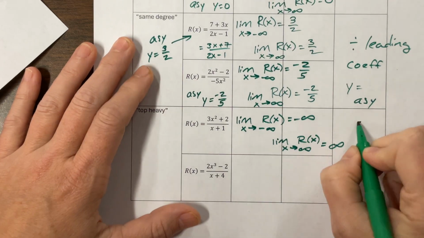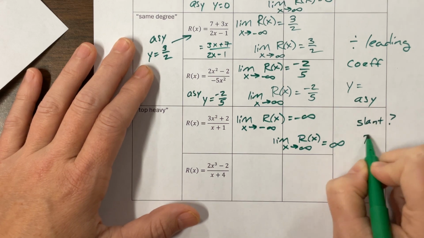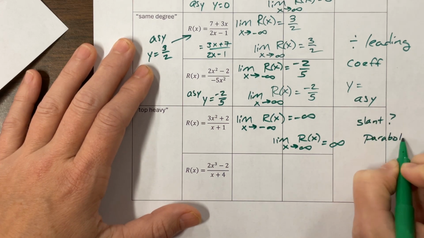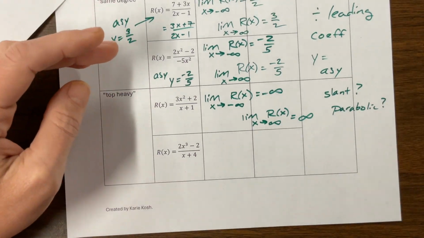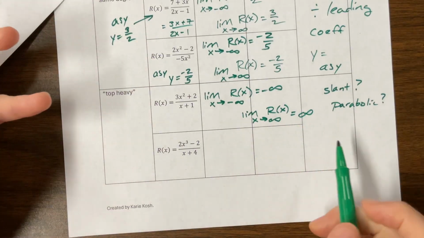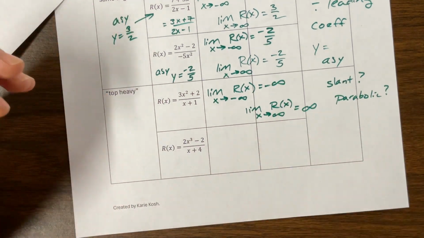Okay, so slant or parabolic. I'm a terrible speller, but there we go. I think that one's spelled correctly. Okay, so I think that's kind of cool. So we didn't have to graph anything. We don't exactly know what it looks like, but we do know what its end behavior is. Let's look at the other one.